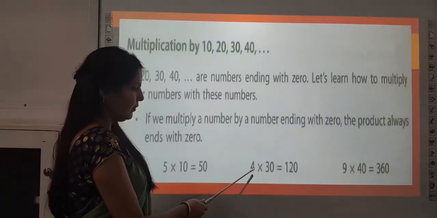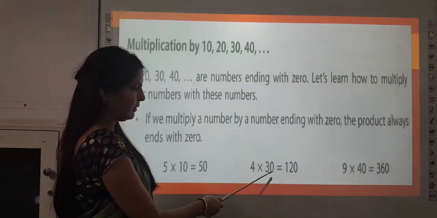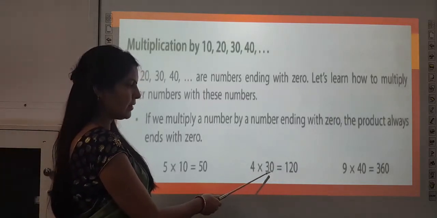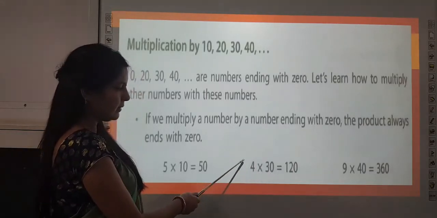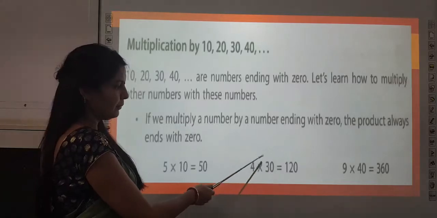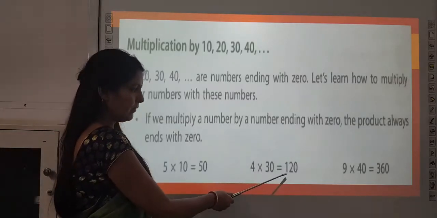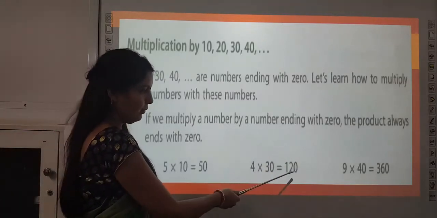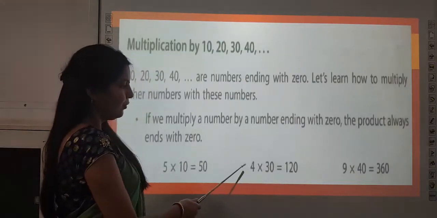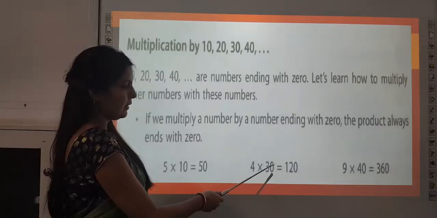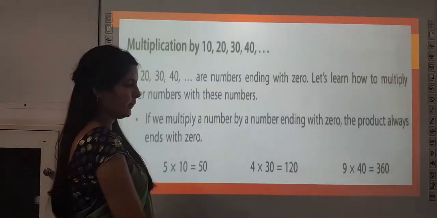Next example, 4 multiplied by 30. Here 30 is ending with 0. So, we will ignore this 0 and we will multiply these two numbers. 4 multiplied by 3 will be 12 and we have to put 0 after 12. It will be 120. So, 4 multiplied by 30 is equal to 120.